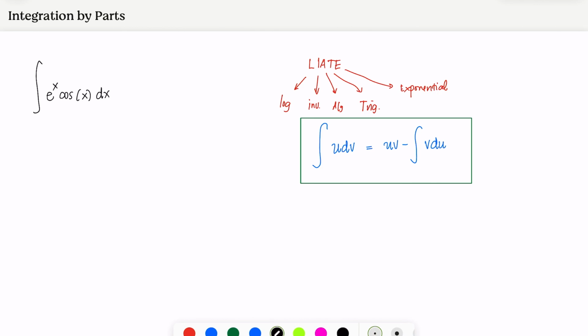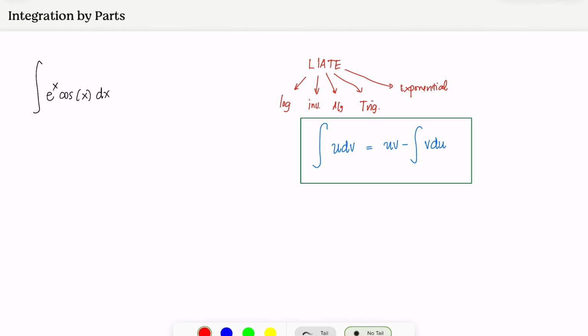Now if you remember, we're going to use LIATE to set which part of the integral will become our u. The order tells us that we have to select the logarithmic first. That's L. Upon inspection of our integral, we don't see any logarithmic expression or function there. The next order of priority is the inverse trig. We don't see any inverse trig, right? So we move on to the next. The next one is algebraic. We don't see any also.